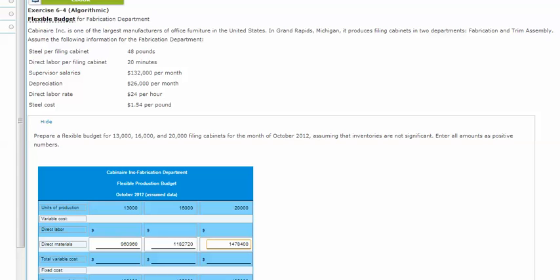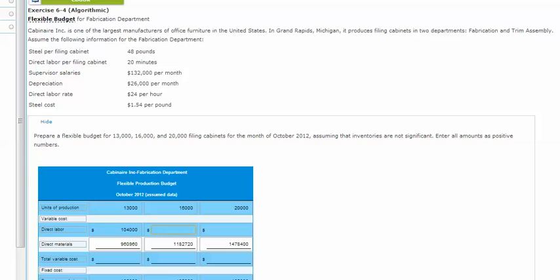Next, we're going to work with our direct labor, and the direct labor is 20 minutes per filing cabinet times our direct labor rate. So in the first one, I'll take 13,000 times 20 minutes. Okay, 20 minutes is what part of an hour? 1/3. Okay, so I can multiply it times 20 divided by 60, or you can divide it by 3. And then I'm going to multiply that times my labor rate, 24. So that looks like 104,000.